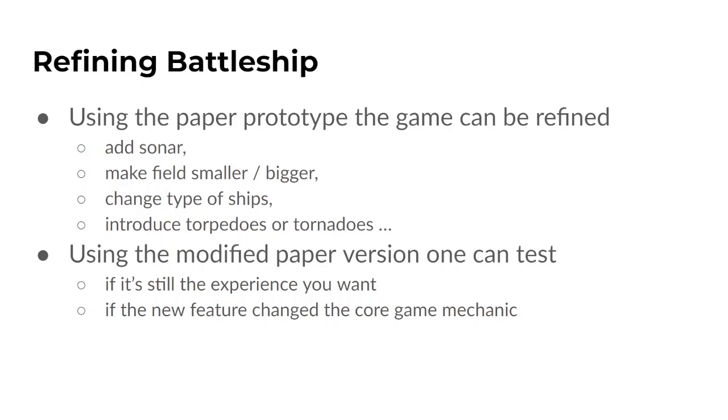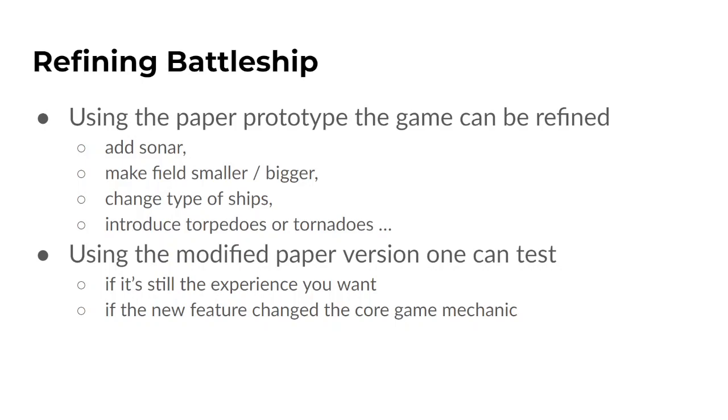Let's try it out. So this is a really fast iteration. And if you don't like it, throw it away. If it's too much, give it 1 sonar chip. You can make the field smaller or bigger. I mean, you can play with a 100 by 100 field. That will most likely take some time until you hit the first ship. But maybe with the sonar, it gets better again. You can, for instance, introduce torpedoes or tornadoes. Everything is better with a lot of tornadoes. And you can change the type of the ships, like carrier or whatever.